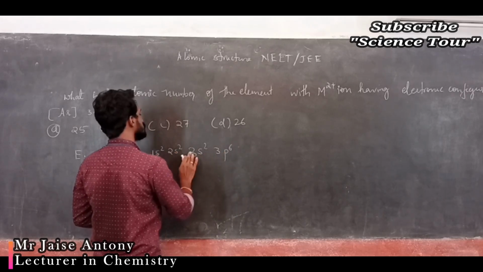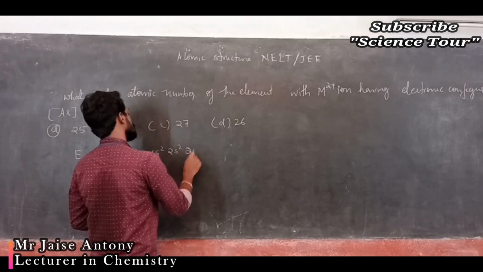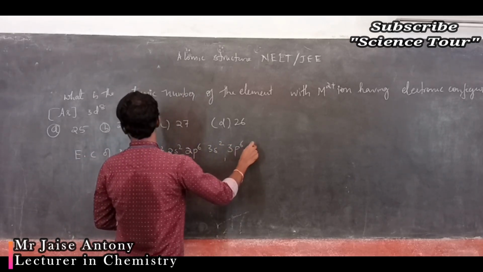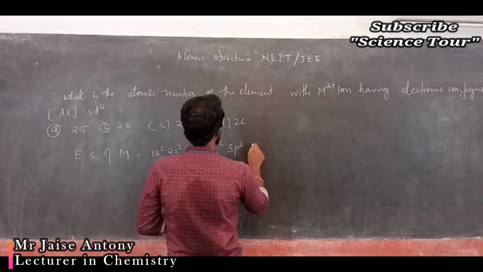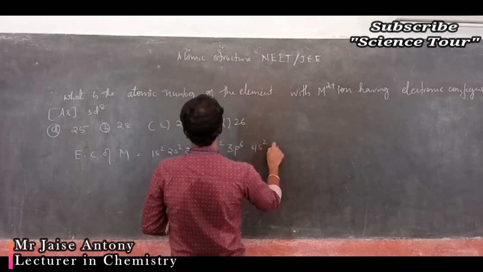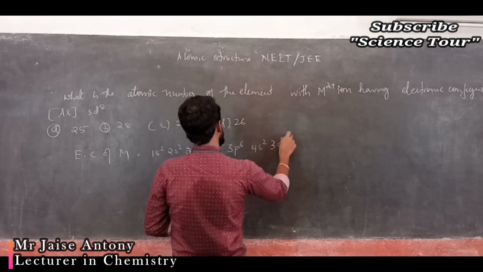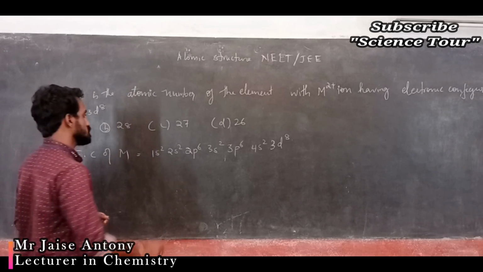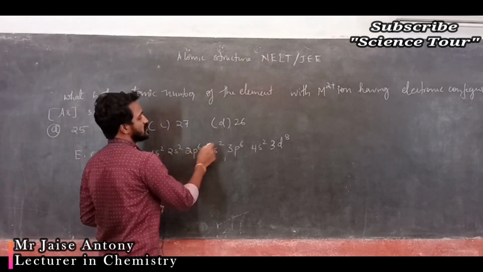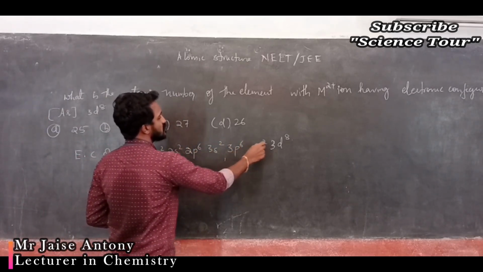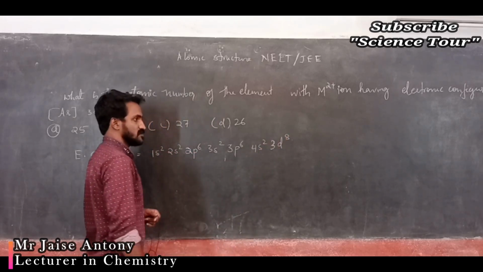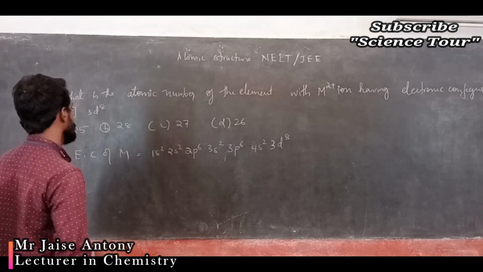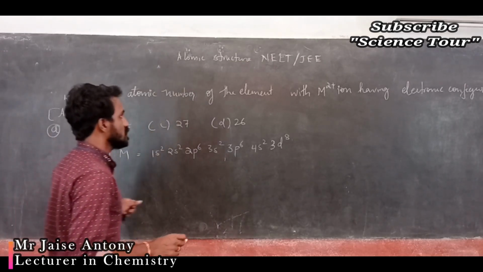1s2, 2s2, 2p6, 3s2, 3p6, and after that, my dear students, 4s2, 3d8. This is actually the normal electron configuration. Understood? How many electrons are there? 2, 4, 10, 12, 18, 20, 28 electrons are there. Understood? In the normal condition it is 28 electrons. Understood?